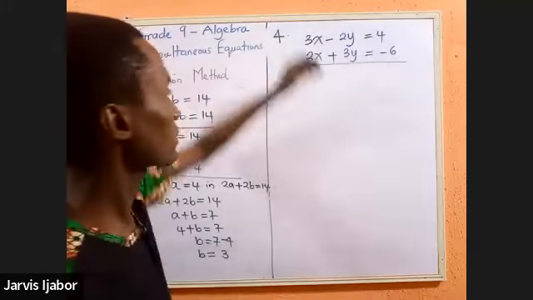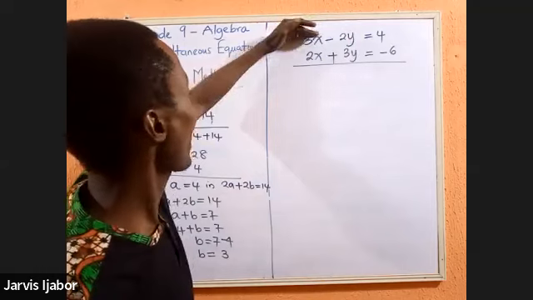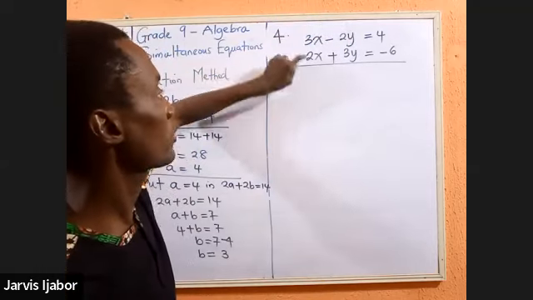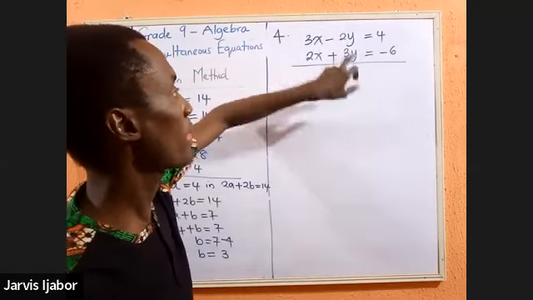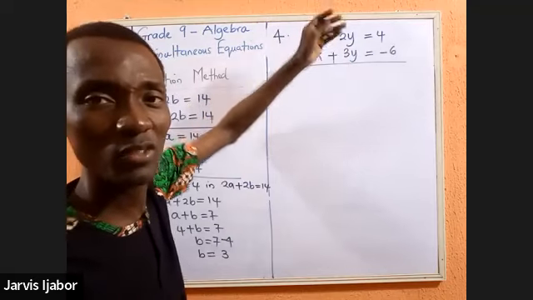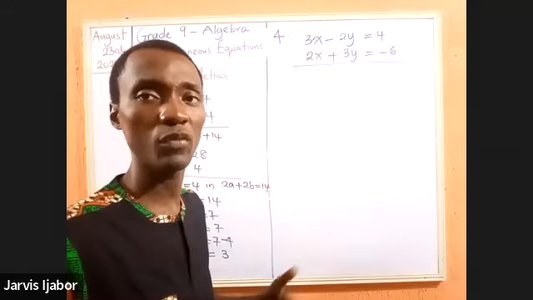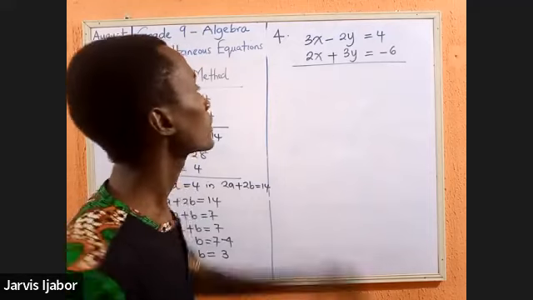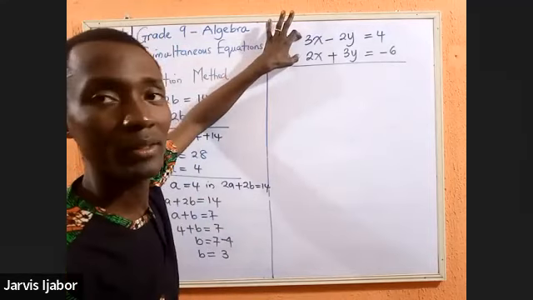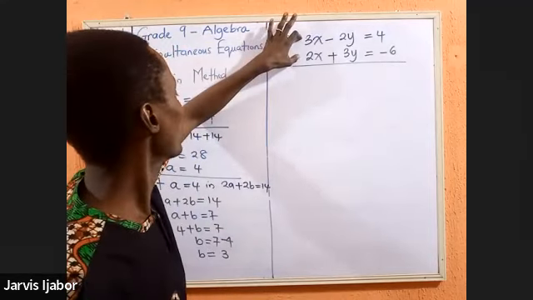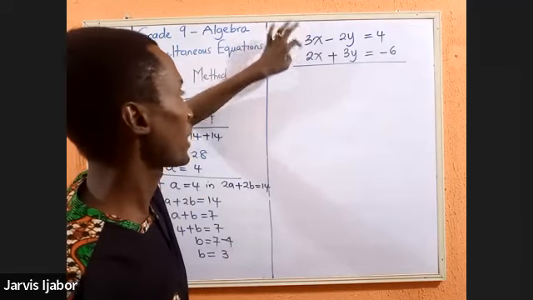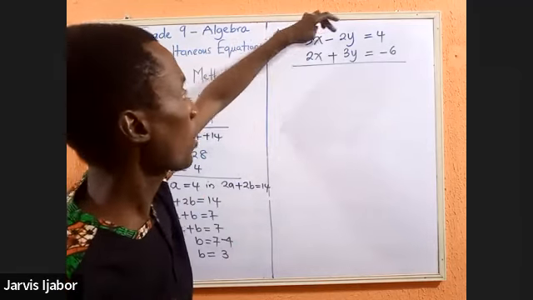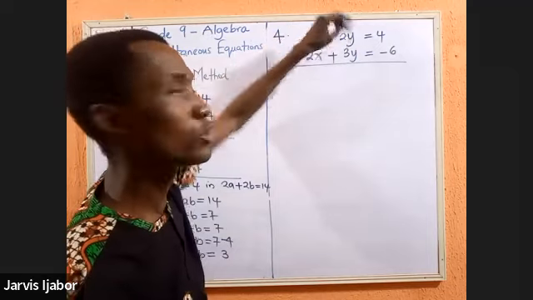Now, if you look at the coefficients, there's no way I can eliminate any one. 3 minus 2 will give me 1. 2 minus 3 will give me something negative. So there's no way I can eliminate any one of them. So what do I do? I look at this one. What will be the LCM of 3 and 2? It will be 6. What will be the LCM of 2 and 3? It will be 6.